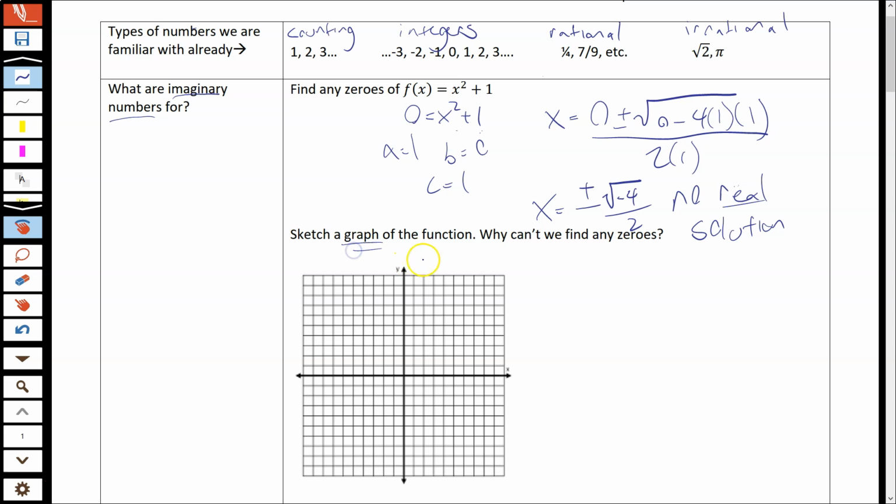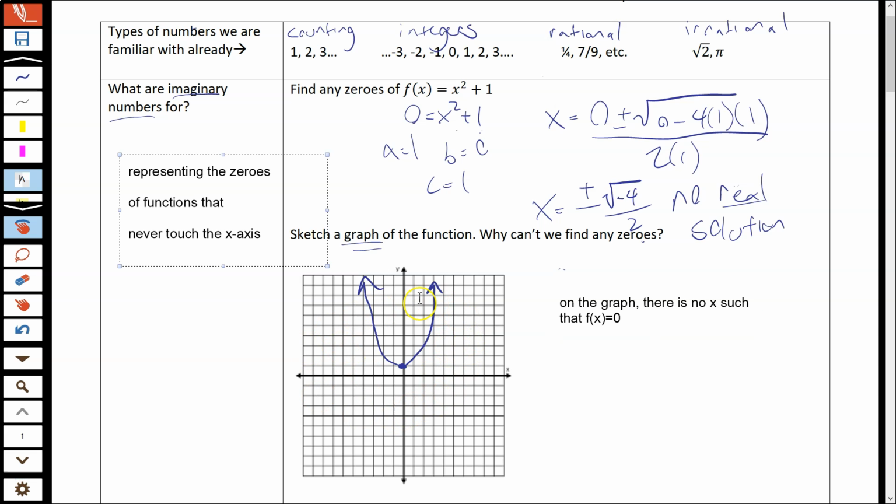Let's make our problem a little bit more specific first. If we have a graph of this function, you can graph it on your calculator if you want, or you can just notice that this is just a plain old x squared parabola shifted up by 1 unit. So my graph is going to look roughly something like this, right? The reason now we can't find any zeros should be pretty obvious based on our work in previous lessons. Our zeros are our x-intercepts, and this graph has no x-intercepts. So it never touches the x-axis. So what these numbers are for is representing these zeros, the functions that never touch the x-axis.